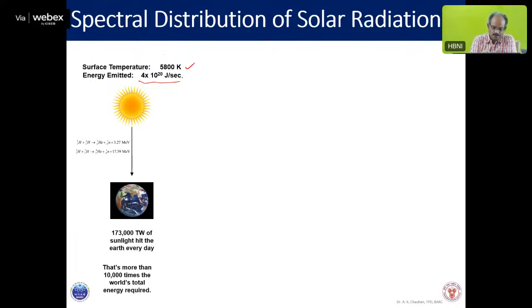So out of this energy, approximately 1,73,000 terawatt heats the Earth every day. And this energy is more than 10,000 times the total world's energy requirement. So even if we can tap about 0.1% of this energy, that should be more than sufficient for our energy requirements.